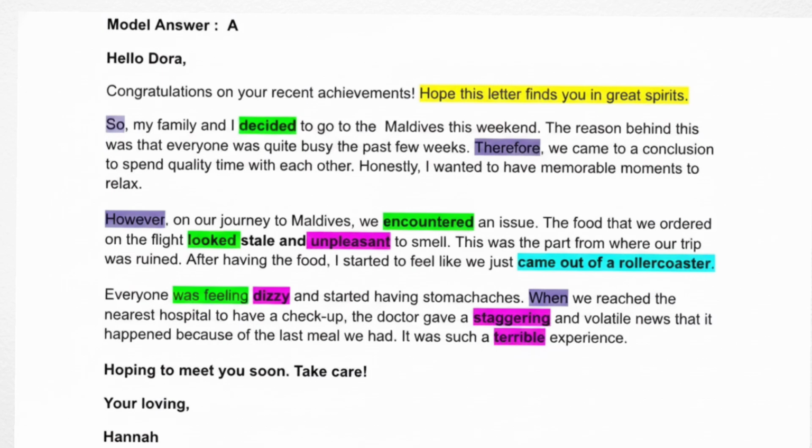But here's the real standout moment. Look at the blue highlight. The expression came out of a roller coaster. What a cool way to describe feeling sick. It paints a picture in your mind and makes the email so much more interesting to read.